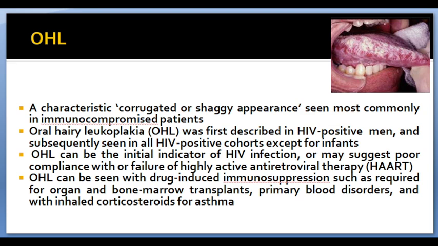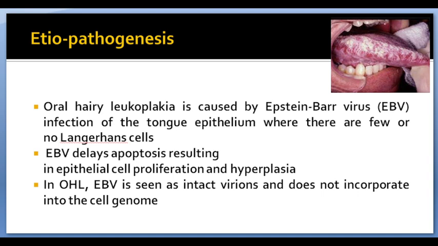and now it is also seen in immunosuppressed patients, particularly those who are on transplants, have primary bone marrow disorders, and those who are on corticosteroids. Pathogenesis is important in that if there are fewer Langerhans cells seen on the tongue, the chances of Epstein-Barr virus infection are more. Epstein-Barr virus releases apoptosis resulting in epithelial proliferation and hyperplasia.